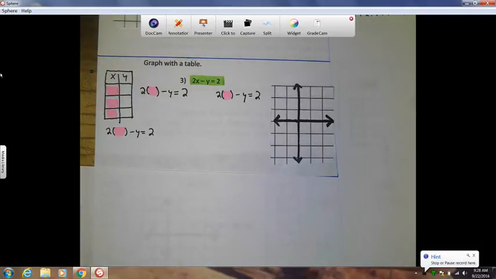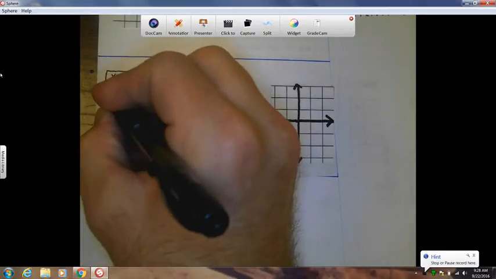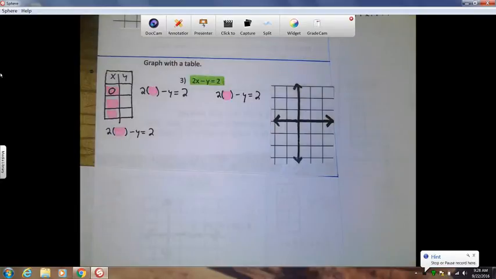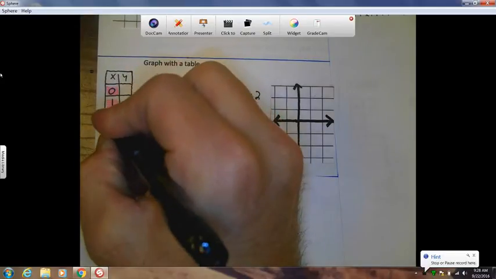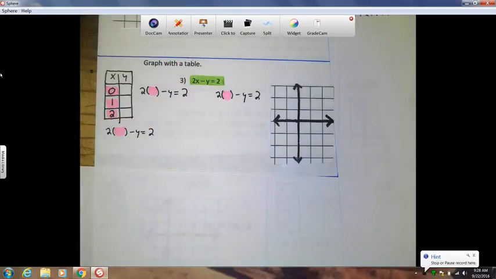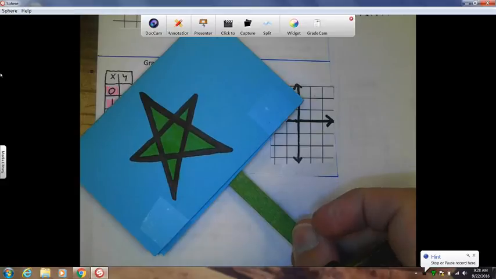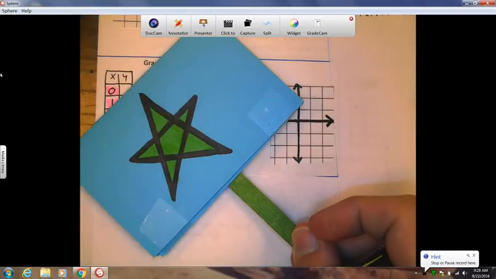So I'm going to choose 0, and you should always choose 0 because that's the easiest, 1, and 2. So you choose 3 values for x. Remember, you can choose any values that you want. Find ones that are easy. And you take those values and plug them in.